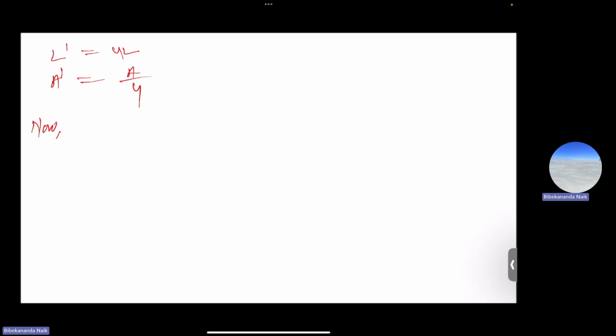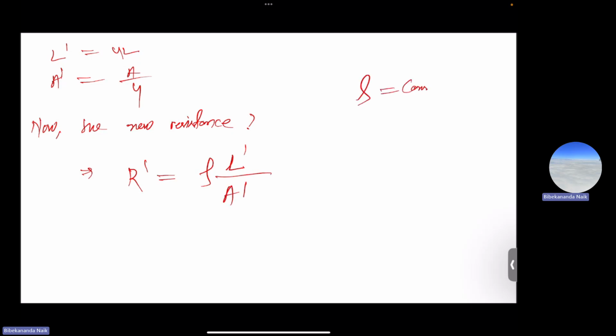Now the new resistance R prime will be rho L prime by A prime. Again, rho is also constant because no material is being changed and the temperature is also constant, because in the question there is no information about temperature, so we are assuming temperature is constant. That is, under stretching there is no change in temperature.